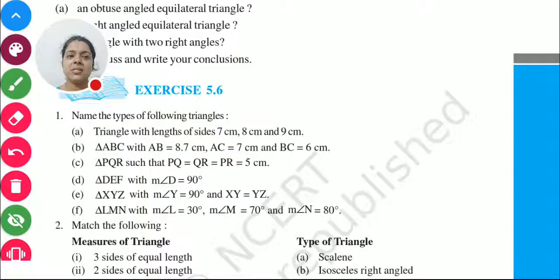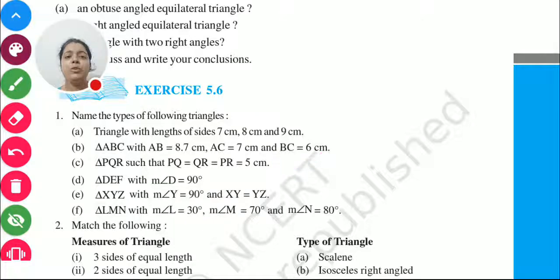Now coming to number C. Here just see PQ is equal to QR is equal to PR, which is equal to 5 centimeter. Means PQ is 5 centimeter, QR is 5 centimeter, and PR is also 5 centimeter. Means all the three sides are of 5 centimeter only. So when all of them are 5 centimeter, it is all equal. When it is equal, it is known as equilateral, right?